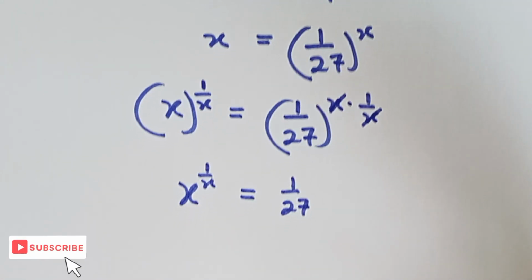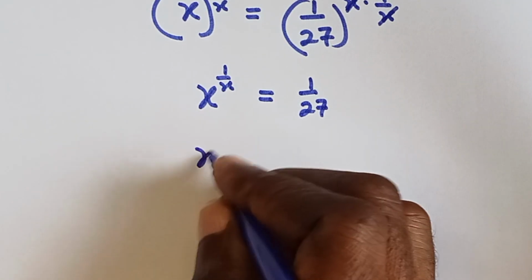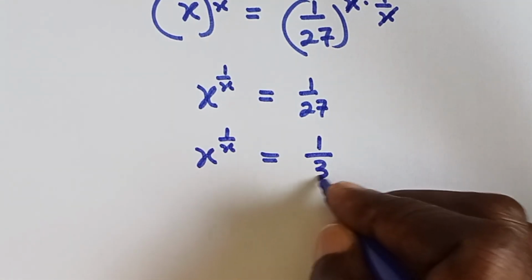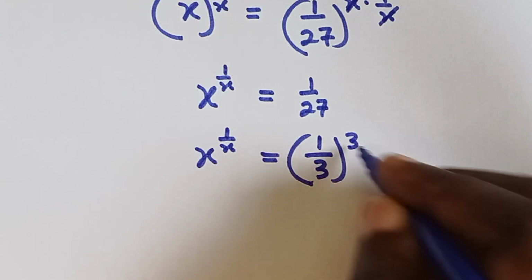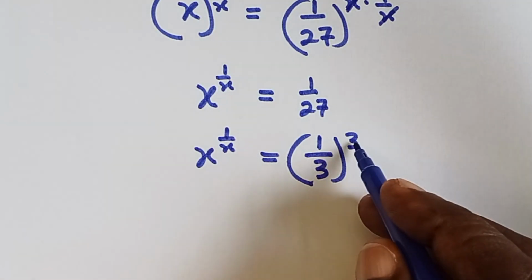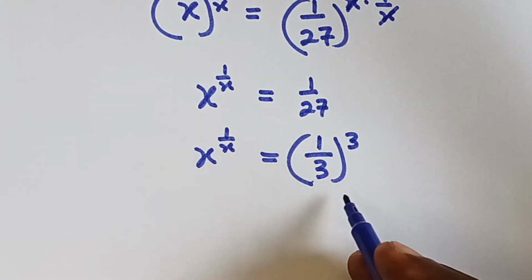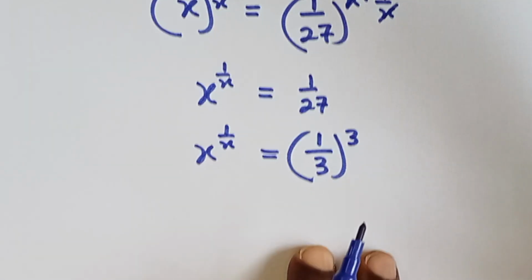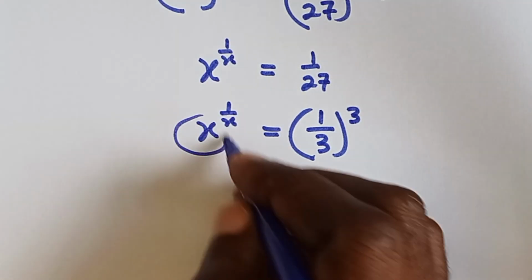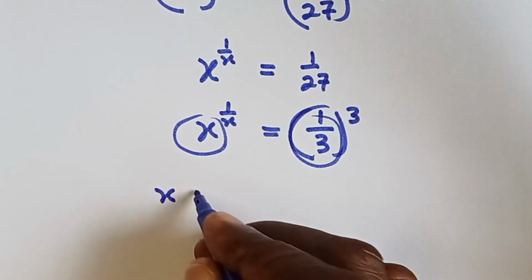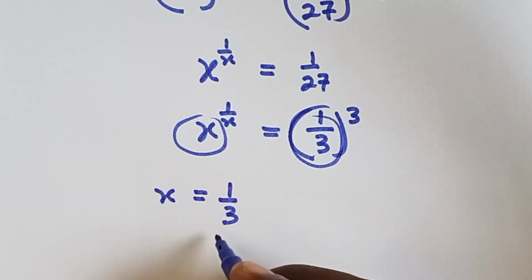Now, 27 is a multiple of 3, so we can write it as 1 over 3 raised to power 3. 1 raised to power 3 gives us 1, and 3 raised to power 3 is 3 times 3 times 3, which is 27. Now we can equate the powers and the bases. Let's equate the bases first. This is x, and the base of this is 1 over 3, so x equals 1 over 3.